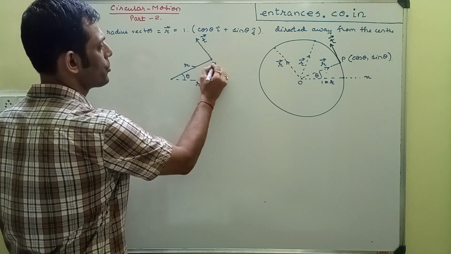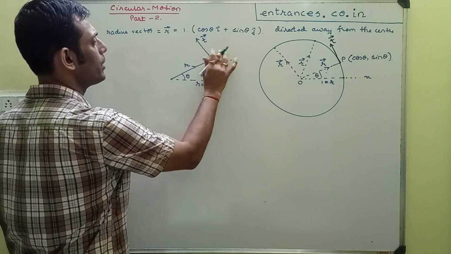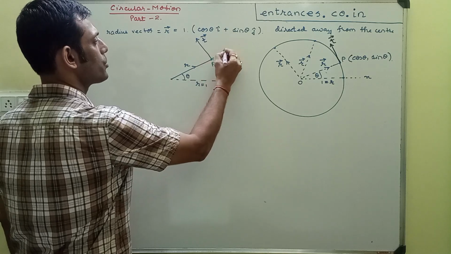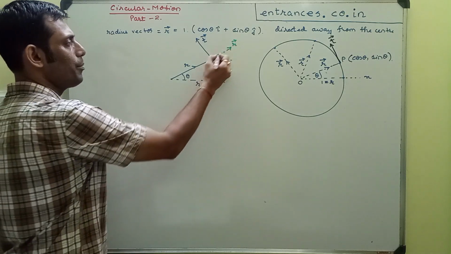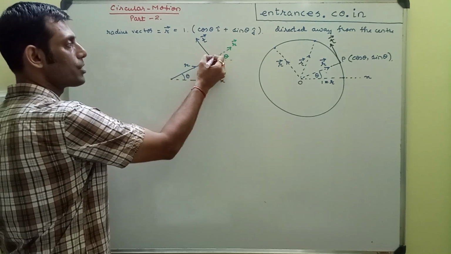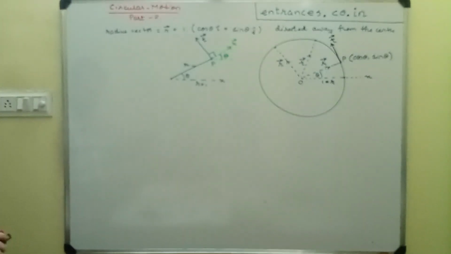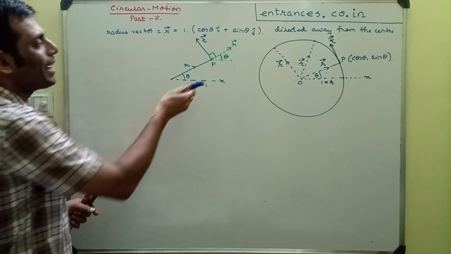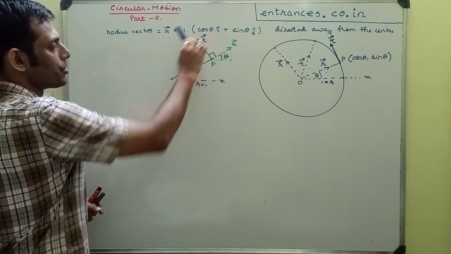Let's say with respect to horizontal, this radius vector itself, this extended line of the radius vector, can make an angle theta, just as this. And this radius is at a 90-degree angle to the tangent vector. So therefore, the net angle that the tangent vector makes with the horizontal is 90 plus theta.